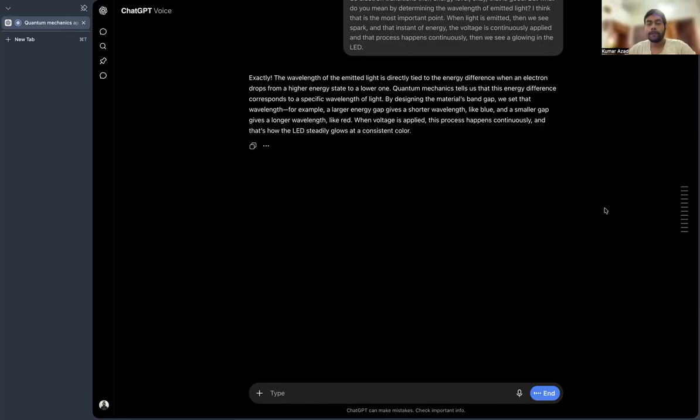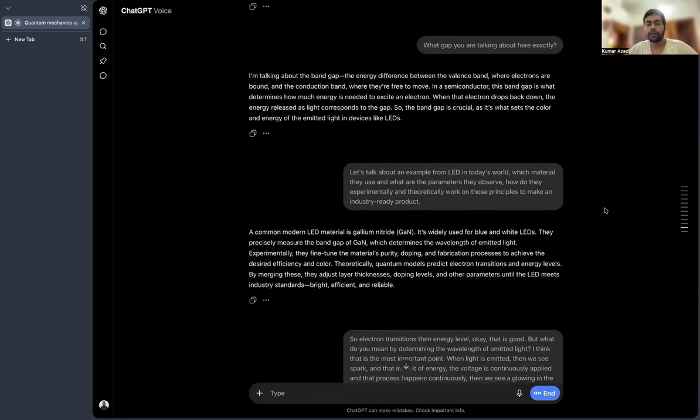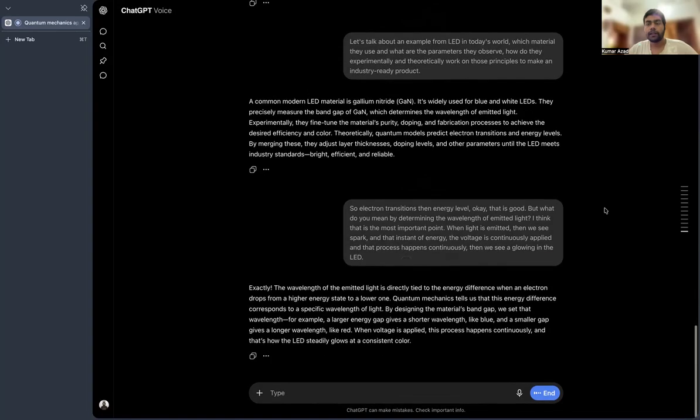Okay, so given the continuous application of the voltage, for the semiconductor material that you mentioned, this gallium nitride, how does it respond to this?